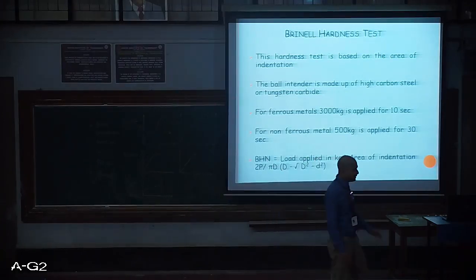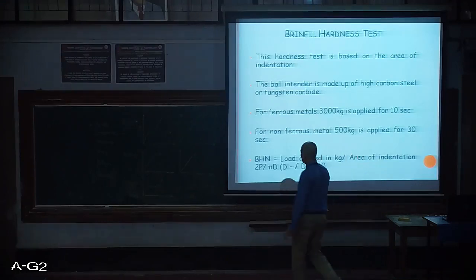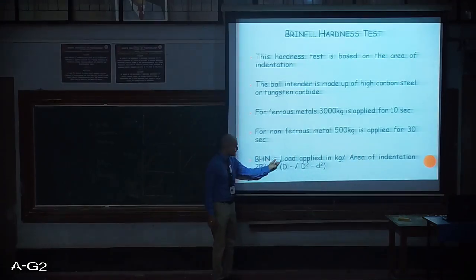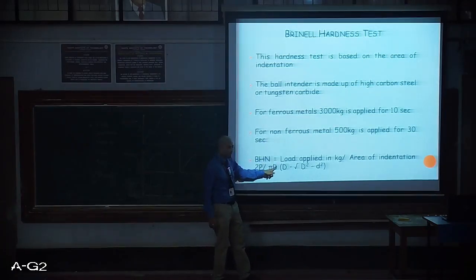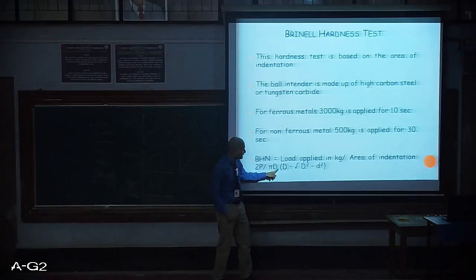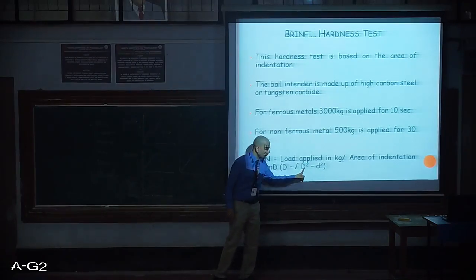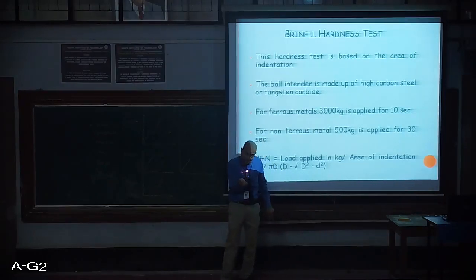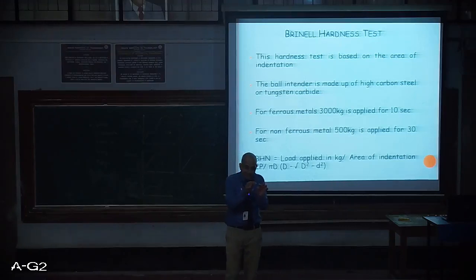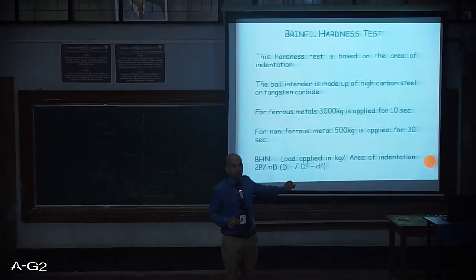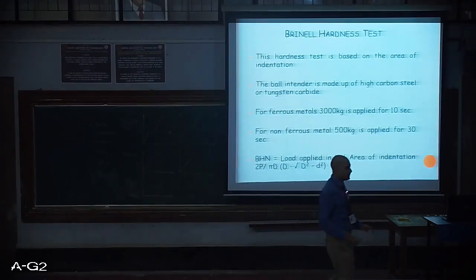Right? So when it comes to the empirical relationship, BHN is given by 2P divided by pi D times (D minus the square root of D squared minus d squared). P represents the load, either 3000 kg or 500 kg. D is the diameter of the ball indenter, and small d is the diameter of the indentation you have produced. So after applying the load, you get an indentation. Its diameter has to be input here to get the Brinell hardness number.